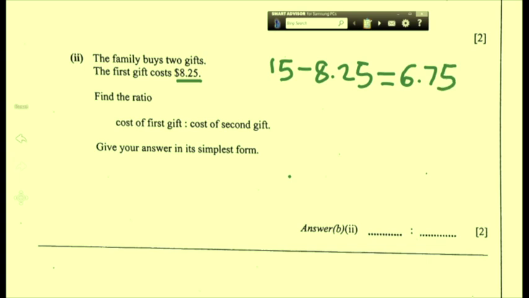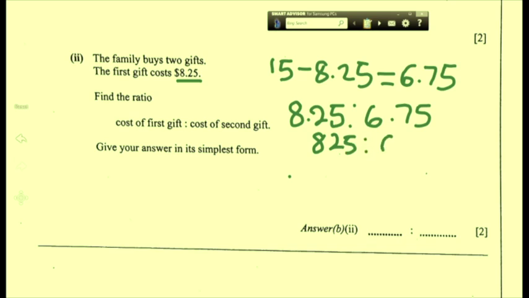you'll get the cost of the second gift, which is equivalent to 6.75 there. So if you are saying the ratio cost of first gift is to cost of second gift, that means you'll have 8.25 is to 6.75. Then working that out in its simplest form, you can divide maybe by 0.25. So if you divide by 0.25 here, you'll get 33 is to 27, which simplifies to 11 is to 9. So that's the ratio in its simplest form there.